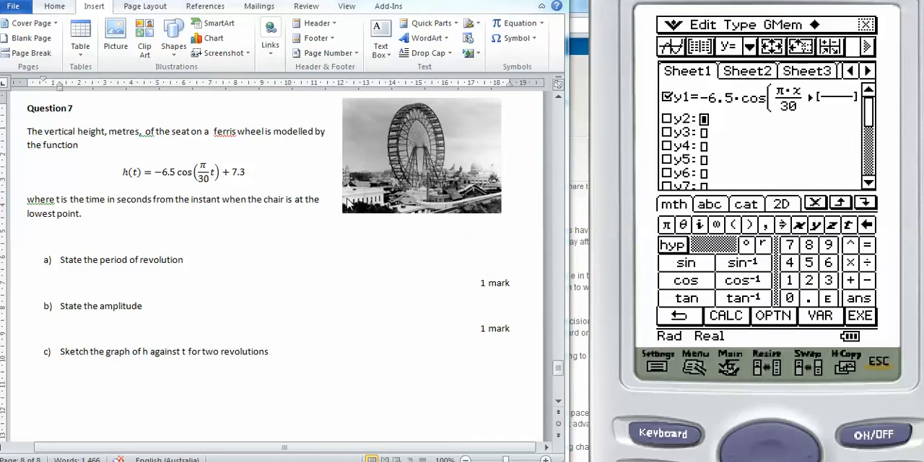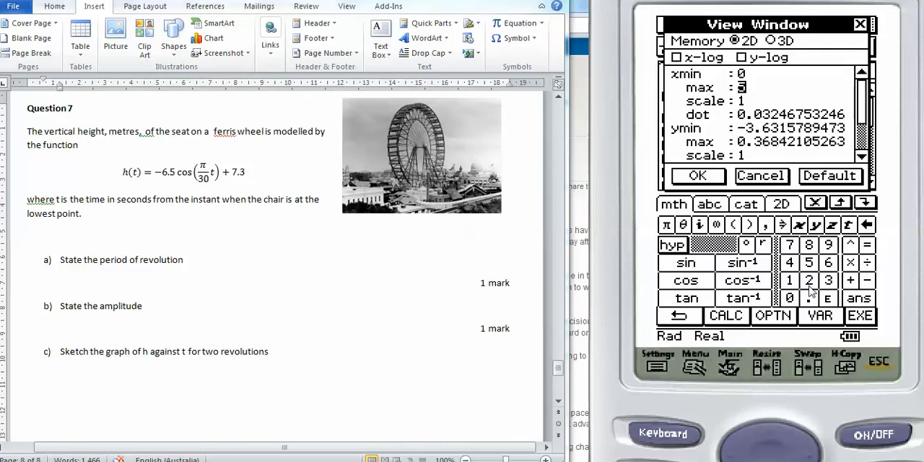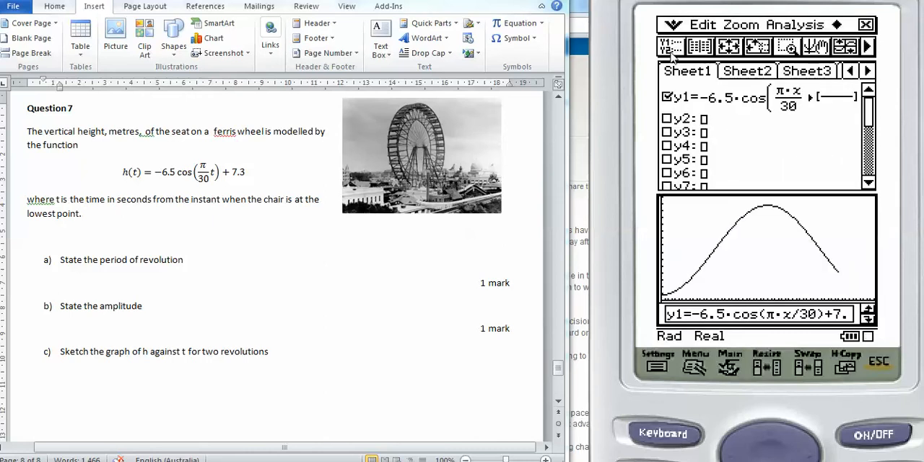Execute. Period will be 2 pi divided by pi on 30, which ends up being 60. So with my window I'll go from 0 to 60, which will give one complete revolution, 60 seconds. My minimum is 7.3 minus 6.5, so I'll put that as being 0. My maximum is 7.3 plus 6.5, which is 13.8, so I'll maybe say 15. And there's what one complete cycle will look like.